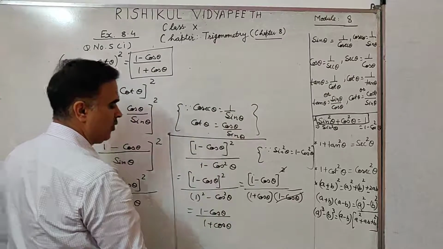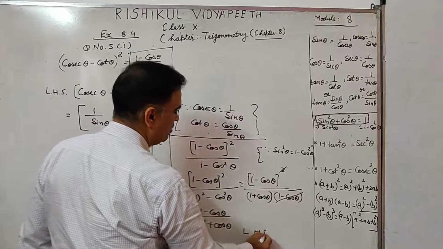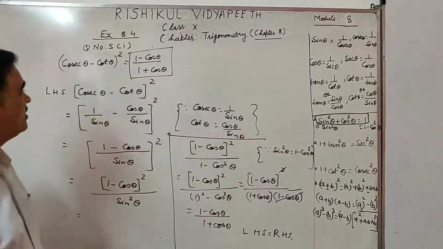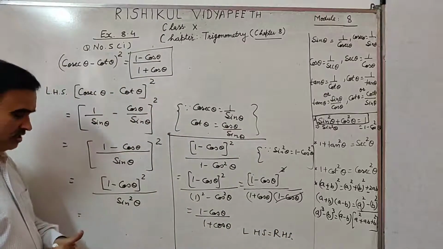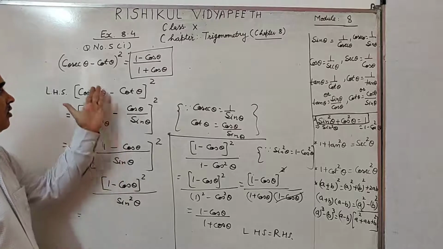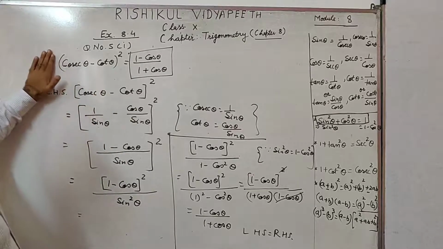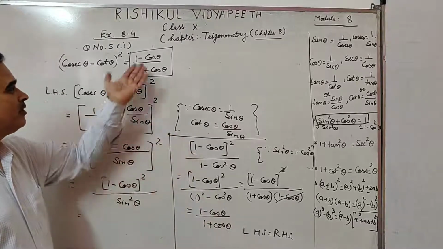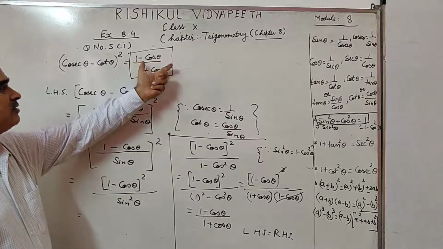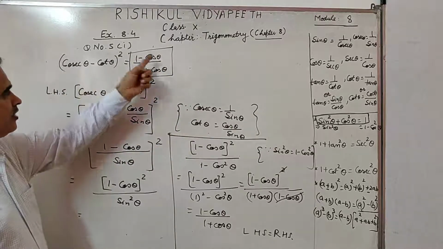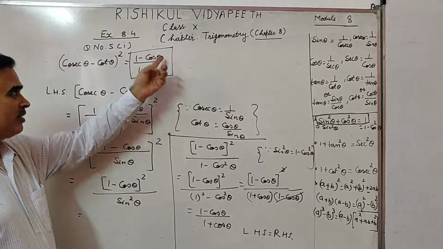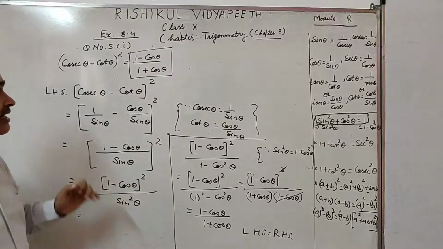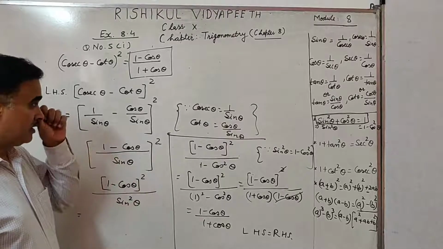This is required. So LHS equal to RHS. So my dear students, you are able to do these questions of identity. We take LHS and then we simplify it and we reach RHS. The same question can be taken: you can take RHS and then you reach this. We have to just multiply and divide by 1 minus cos theta and we get this. So this is one way that you are able to solve this.